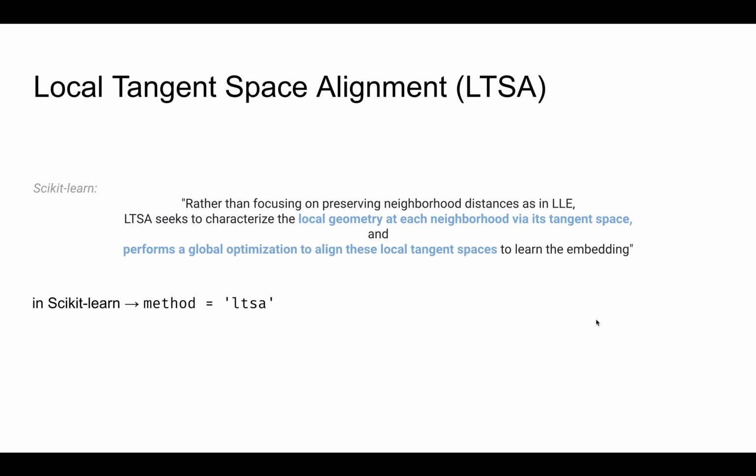Then the next method is local tangent space alignment, LTSA, and in this method the local geometry at each neighborhood is used to find the tangent space, and then the alignment of those tangent spaces is used to map the data points from a high dimensional space to a low dimensional space. And the method in Scikit-learn we can specify as LTSA when using this method.